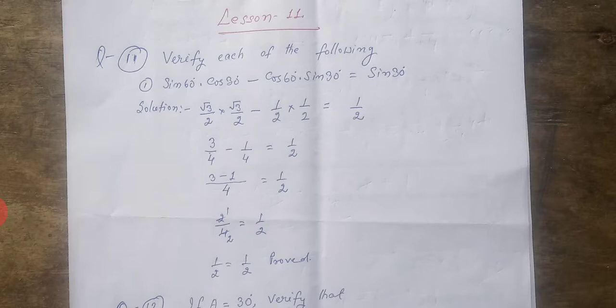2 by 4 is cancelled in the table of 2: 2 cuts in 1 time and 4 cuts in 2 times. So here 1 by 2 is equal to 1 by 2. That is proof.